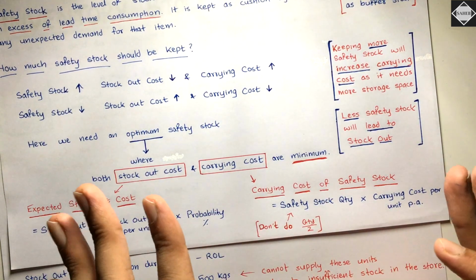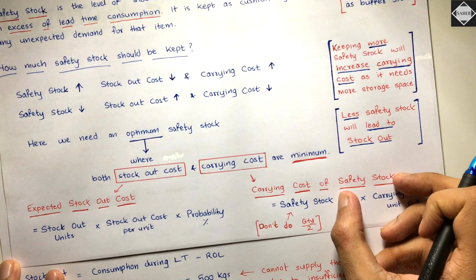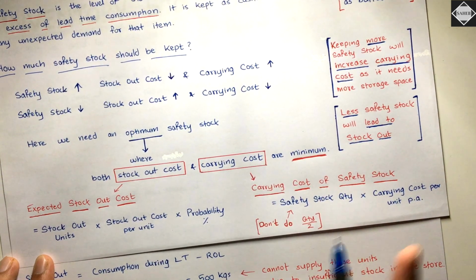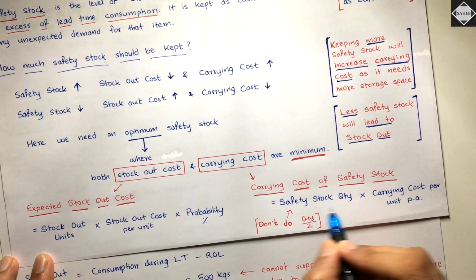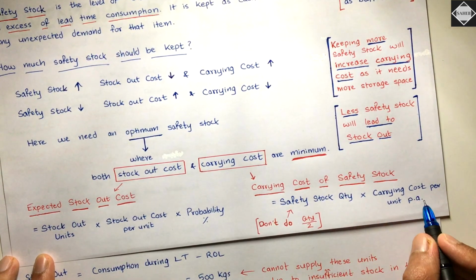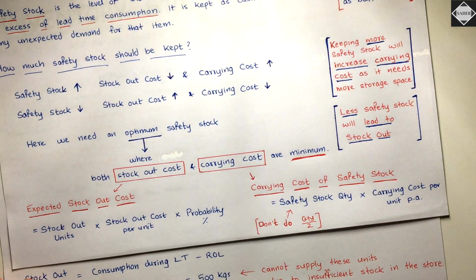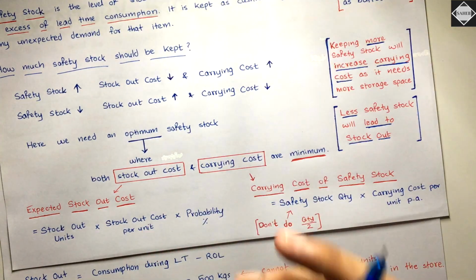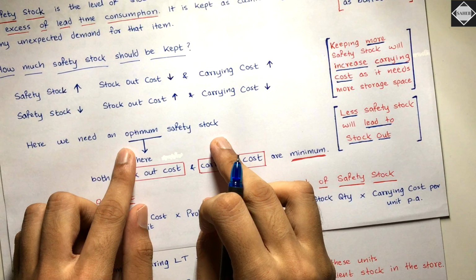But here it's not like that. Here we are not carrying average inventory. We are carrying the safety stock entirely. So we will not do quantity divided by 2. We will not calculate average inventory. Directly take the quantity of safety stock and multiply it with the carrying cost per unit per annum. Is it clear? Fine. And then you will add it up. You will get the total cost. Wherever the total cost is minimum, you will select that safety stock, and that would be your optimum safety stock.